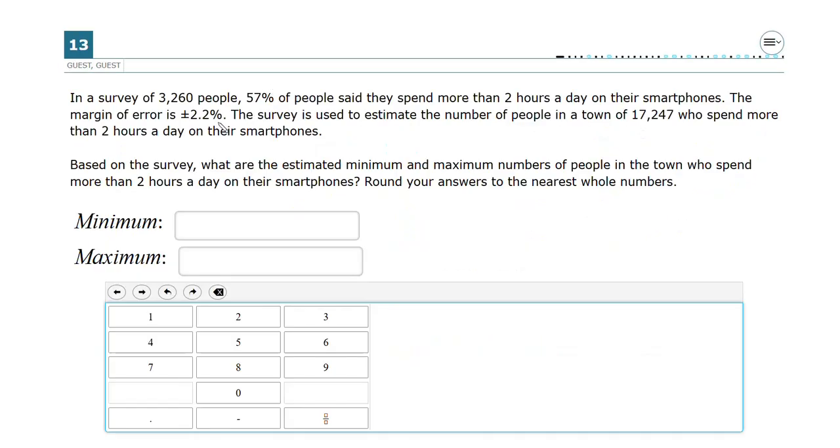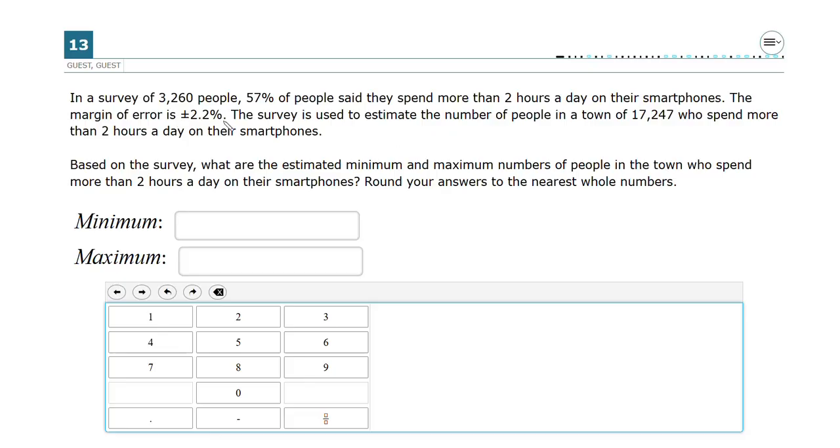Number 13, in a survey of 3,260 people, 57% of people said they spend more than 2 hours a day on their smartphones. The margin of error is plus or minus 2.2%. The survey is used to estimate the number of people in a town of 17,247 who spend more than 2 hours a day on their smartphones. Based on the survey, what are the estimated minimum and maximum numbers of people in the town who spend more than 2 hours a day on their smartphones? Round your answers to the nearest whole numbers.